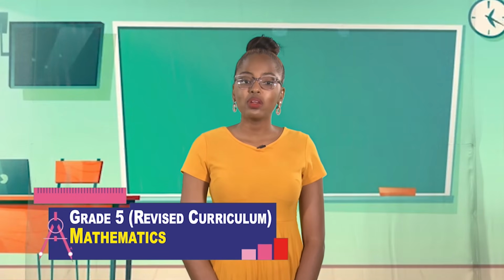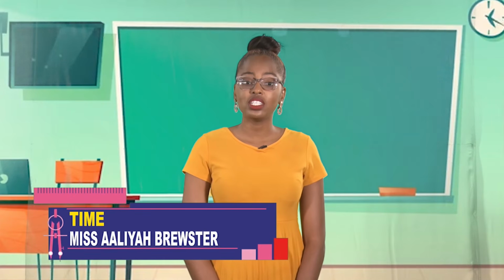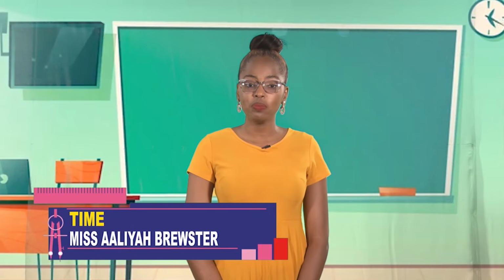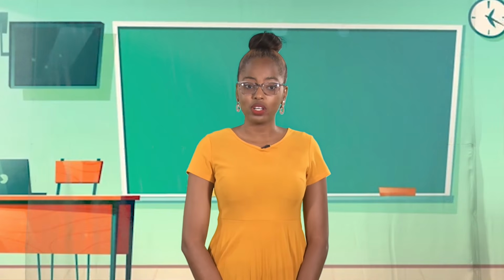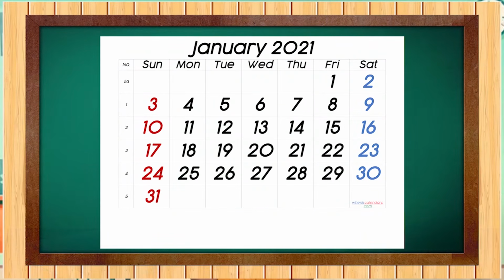Moving on, we'll be examining time further by looking at a calendar. On the screen, you would notice that I have a calendar depicting the month of January, the year 2021. Of course, you know, boys and girls, that 7 days make 1 week. And the week begins at Sunday and ends at Saturday. Now, the days of the week are, of course, Sunday, Monday, Tuesday, Wednesday, Thursday, Friday, and Saturday.